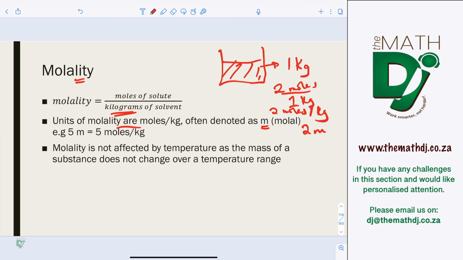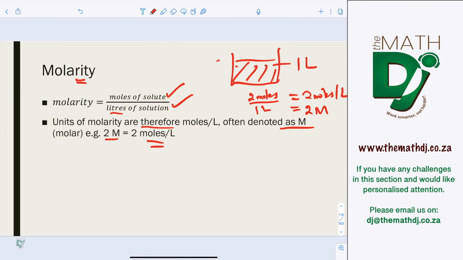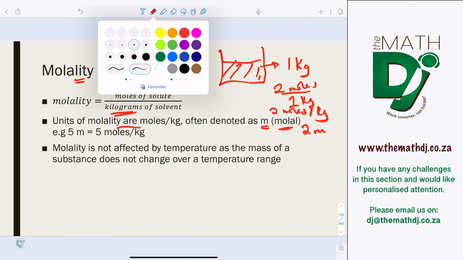So this is called molar, the big M is molar, but the other one is molal.